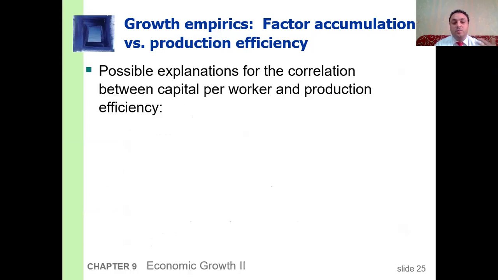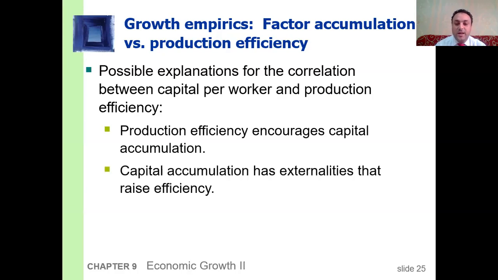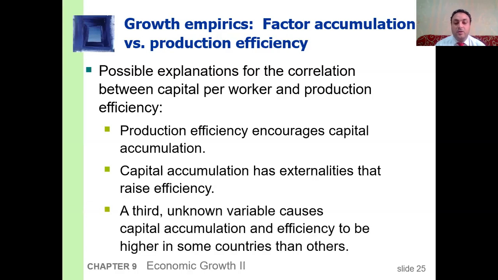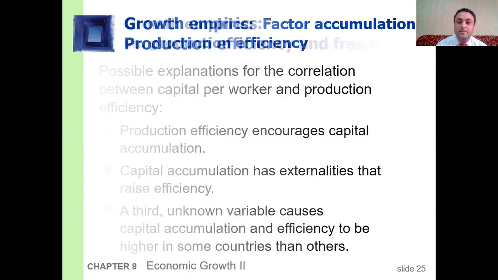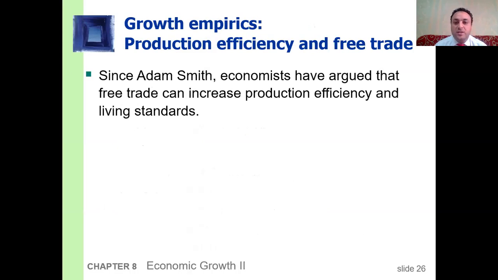So some possible explanations for the correlation between capital per worker and production efficiency: production efficiency encourages capital accumulation. Also, capital accumulation has externalities that raise efficiency. The third one is an unknown variable that causes capital accumulation and efficiency to be higher in some countries than others. What is this variable? It is free trade. So now we can see the production efficiency and free trade.